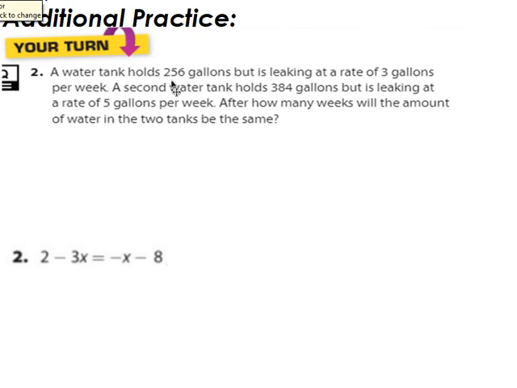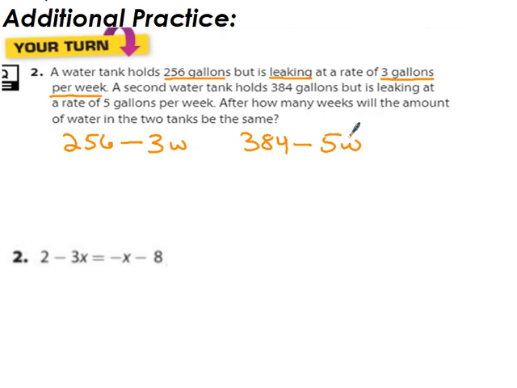So a water tank holds 256 gallons, but is leaking at a rate of 3 gallons per week. So it's starting at 256 and it is leaking, meaning it's losing water. So we're going to subtract 3 gallons per week. I'll use W for weeks. The second tank holds 384 and it's leaking 5 gallons per week. I want to know how many weeks will the amount of water in the two tanks be the same. So I want to know when they're going to be equal.